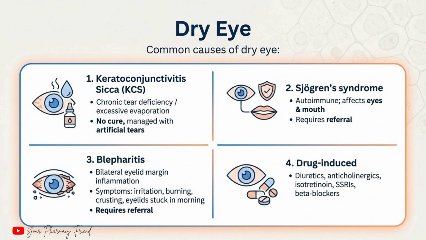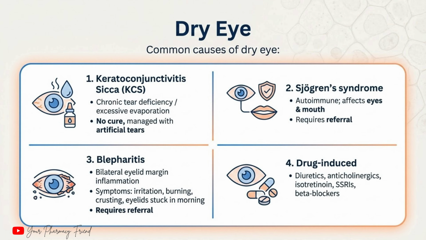Let us now discuss dry eye, a very common complaint encountered in community pharmacy practice. Dry eye results from either reduced tear production or excessive tear evaporation. The most common cause is keratoconjunctivitis sicca, or KCS, which accounts for the majority of cases. In this condition, there is dysfunction of the tear-producing structures, leading to chronic dryness. It is important to note that this condition has no definitive cure.